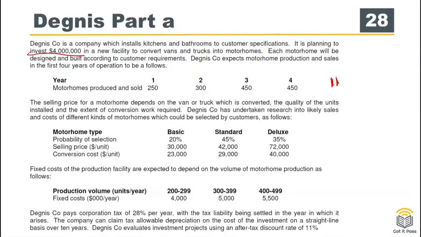So here we can see the selling price. We can see the conversion cost here. But the most important part is the given probability of selection. In other words, this question is asking us to calculate the expected value. Because a probability is assigned to each of the options, like basic, standard, and deluxe. And also there is a fixed cost here.